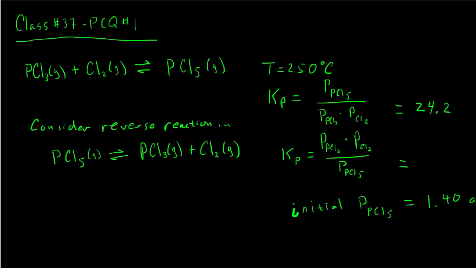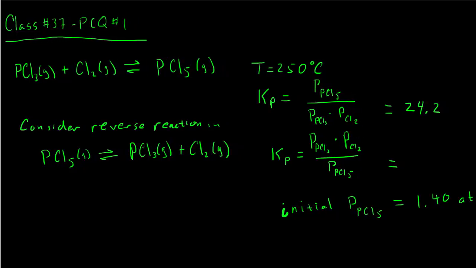Okay, so here's some of what we know from this problem. I've written it down already from class 37 PCQ number 1. This is the formation reaction that we were given, PCl3 reacting with Cl2 to form PCl5. I called it a formation reaction, not technically that. Anyway, this is at a temperature of 250, and we were given the value of the equilibrium constant Kp. I've written out the equilibrium constant expression, so it's products over reactants, and since this is Kp, we're expressing amounts in terms of partial pressures. So it's the partial pressure of PCl5 divided by the partial pressure of PCl3 times the partial pressure of Cl2, and that equals 24.2.